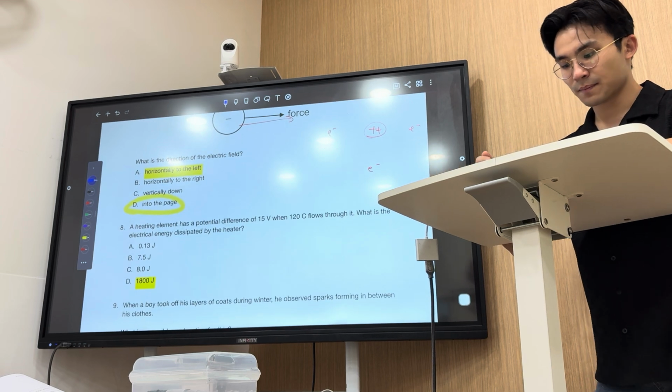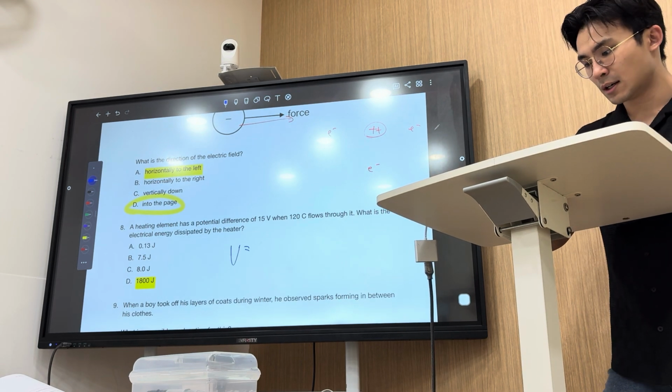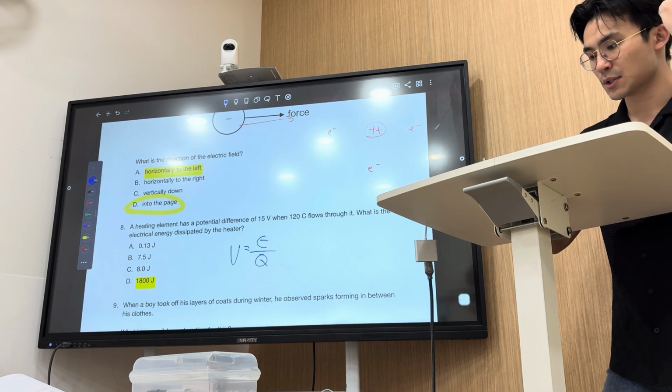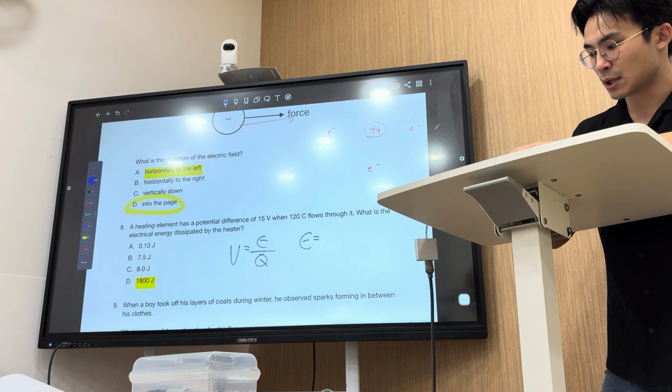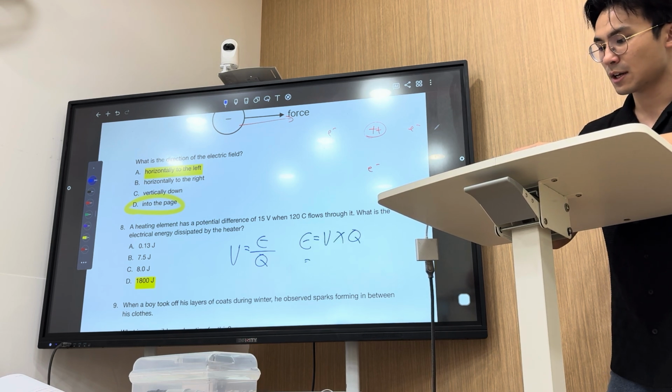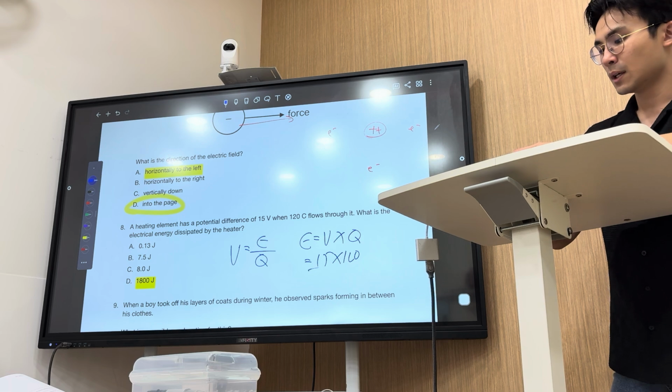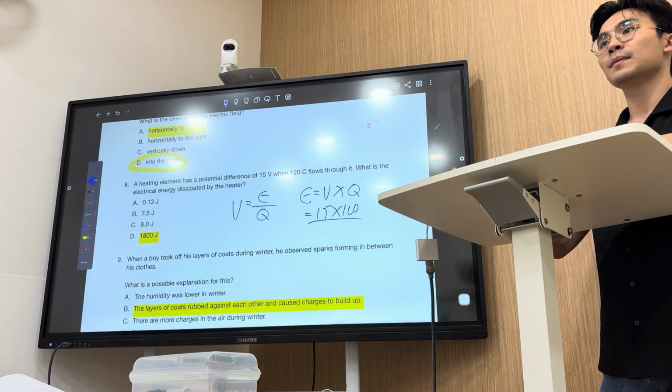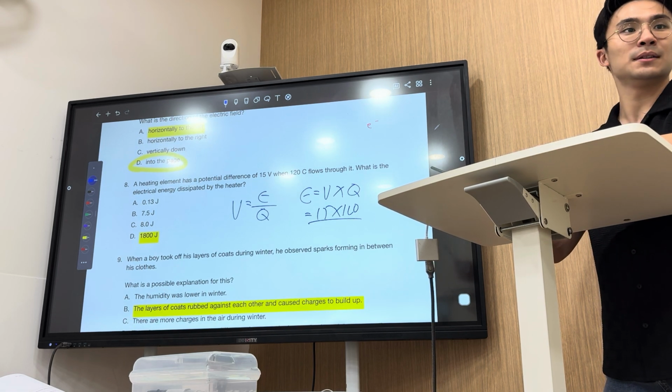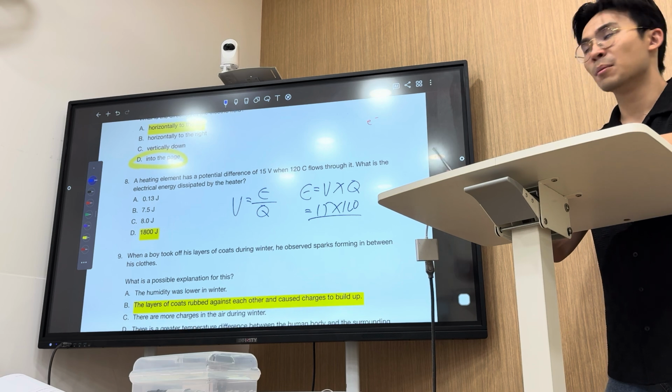Question 8. Use the formula on the board over there. V equals E over Q, so energy equals voltage times charge, 15 times 120. Nobody should get this question wrong, especially those of you who have done this topic before. Apply the formula, get the answer.